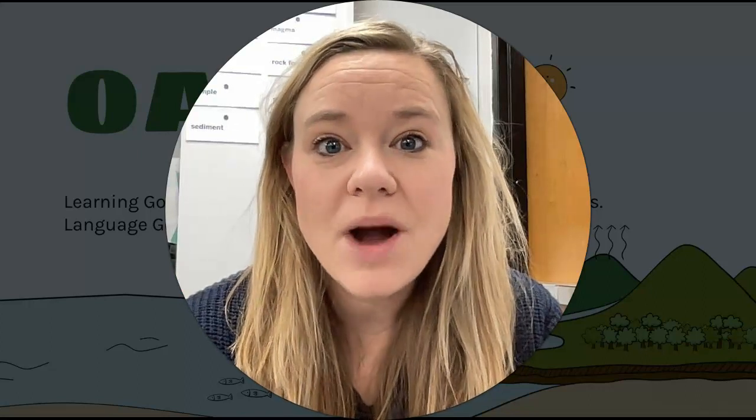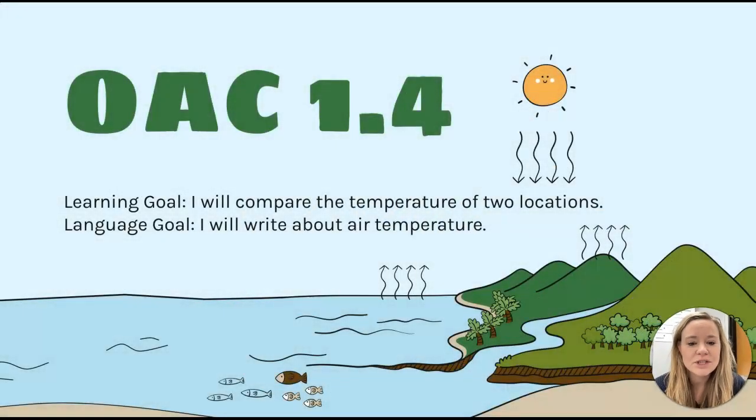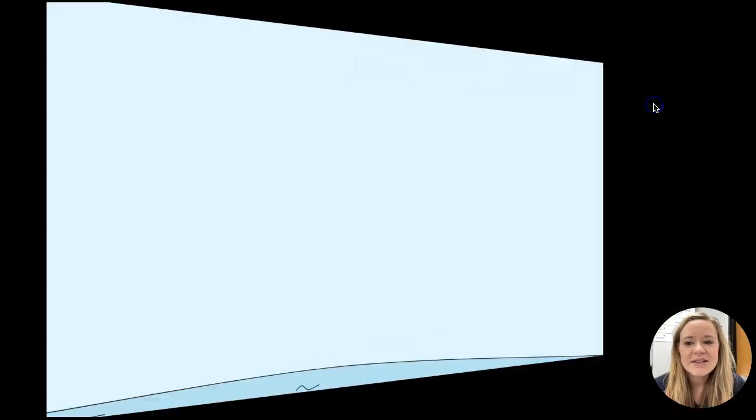Hey, sixth graders, we are on lesson 1.4 and we are going to be able to compare different air temperatures of different locations. And by the end of this lesson, you should be able to better understand and describe why different areas or different locations have different air temperatures. So let's go ahead and take a look.